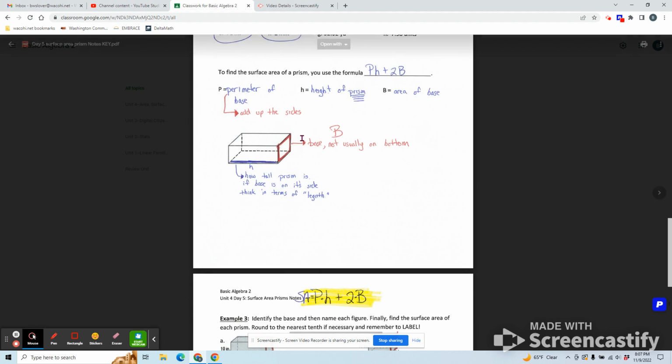So here's just a picture. I have the base, which is over here. Remember, it's not usually on the bottom, or it doesn't have to be. Most of the time in prisms, your base is actually on the right or the left-hand side. And then down here, the H is how tall the prism is. If the base is on its side, think of it in terms of the length. So just a different way to think about it. Don't assume that the height has to be something that is vertical. Okay? Because if I have my shape that's on its side, my height is now not vertical.